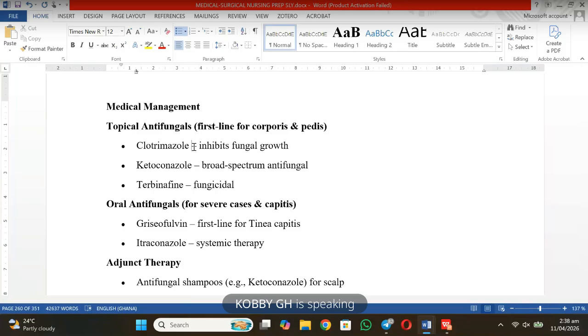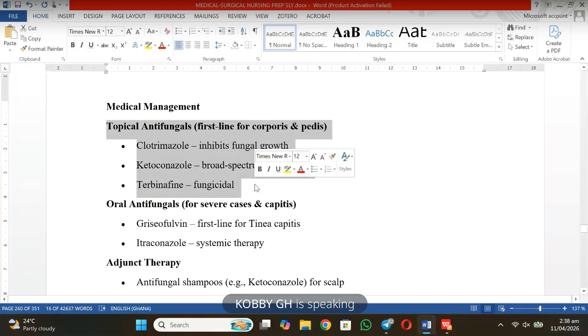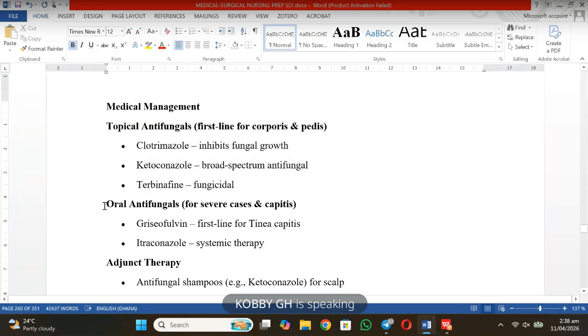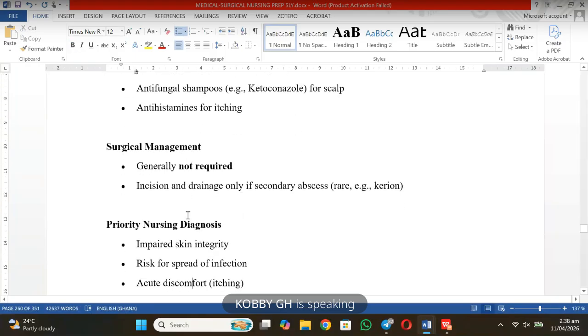Again, they may also give oral antifungal agents, especially in very severe cases. In very severe cases, they can do the oral treatment. But remember, the first line treatment is the topical antifungal agent. Is that okay? And then in very severe cases, they can do the oral antifungal agents. All right, that is fine.